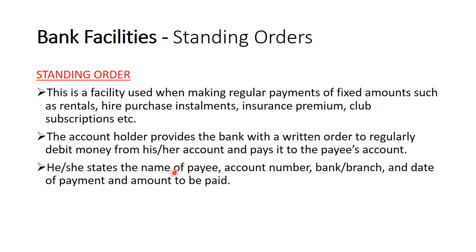Also, he or she states the name of the payee. So the name of the person who's going to receive the money should be stated, even the account number of the person who's going to receive the money, the bank and the branch. If it's Zanaco, which branch is it? Road branch. Okay, it has to be stated, and also the date of payment and the amount to be paid.